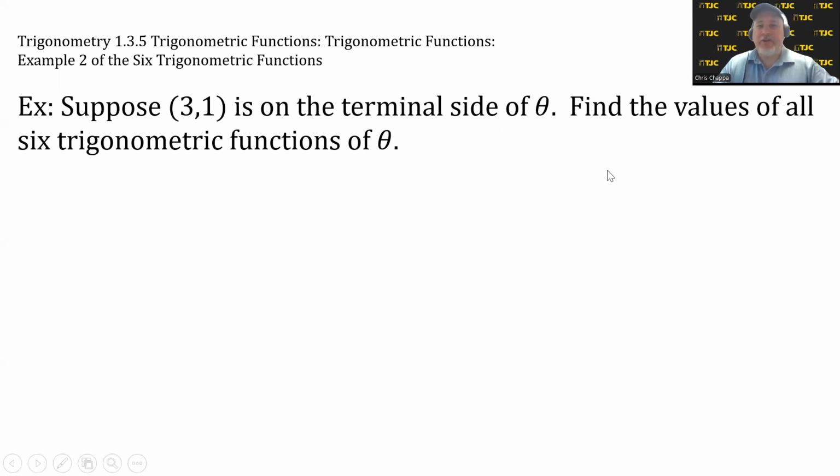We're not going to start with the definitions because we've hammered them a lot, but you do need to know them. Let's start with: suppose (3, 1) is on the terminal side of theta. Find the values of all 6 trigonometric functions of theta. It's not necessary to draw a picture, but it never hurts.